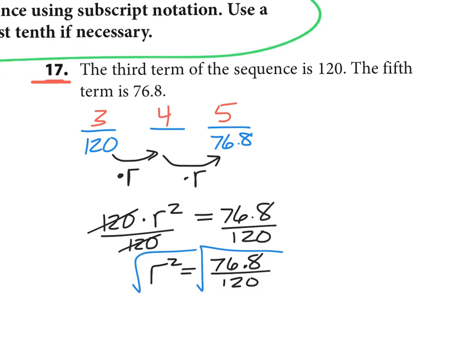So R is 0.8. Now, a good way to do this is let's double check and make sure that happens. So now I'm going to replace this with 0.8, and I'm going to do 120 times 0.8, and that gives me 96. And then I'm going to replace this with 0.8, and I'm going to do 96 times 0.8, and I get 76.8. So that does work. So double check to make sure your R is correct, okay?